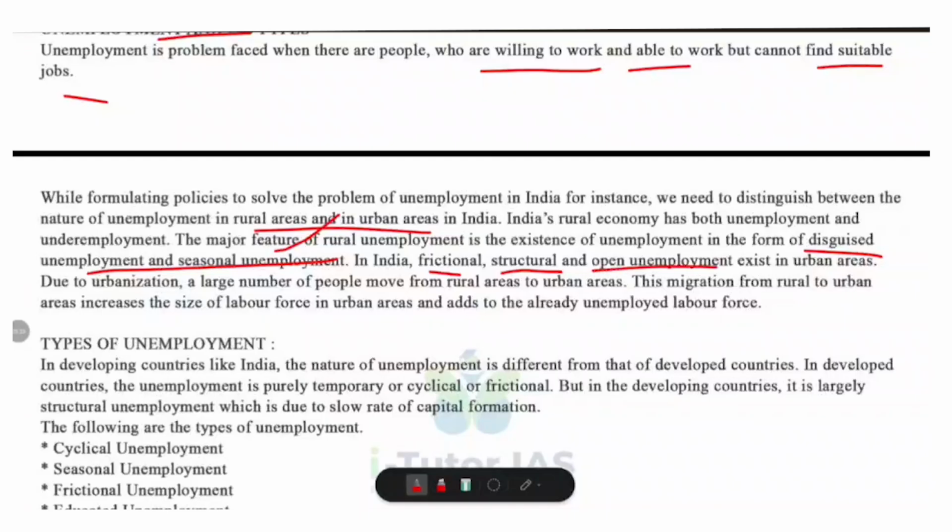Frictional unemployment means temporary unemployment when people change jobs. Structural unemployment is a mismatch between skills and availability of jobs, and open unemployment refers to people actively seeking jobs but unable to find any. Also, due to rapid urbanization, many people migrate from rural to urban areas in search of jobs. This increases the labor force in cities and adds to the already existing unemployment problem.